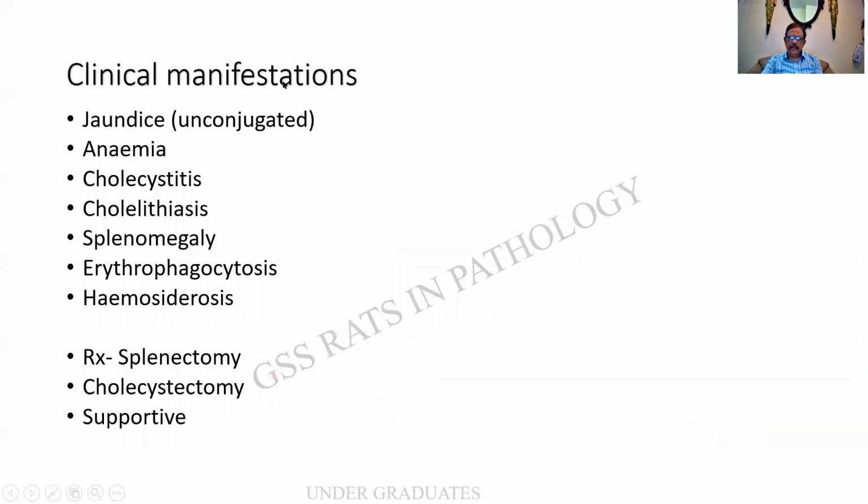And what are the clinical manifestations? Jaundice, because it is a hemolytic anemia. Unconjugated hyperbilirubinemia and anemia. Cholecystitis, inflammation of the gallbladder. Cholelithiasis, formation of pigment stones. Splenomegaly will be there because it is very active. Erythrophagocytosis is again carried out by the spleen. Hemosiderosis because of the destruction of the RBC. So these are all the manifestations. And the treatment will be splenectomy, cholecystectomy, of course, because pigment stones will be there, and inflammation. And you'll have to give supportive treatment to the patient because he is anemic, jaundiced, and so on.